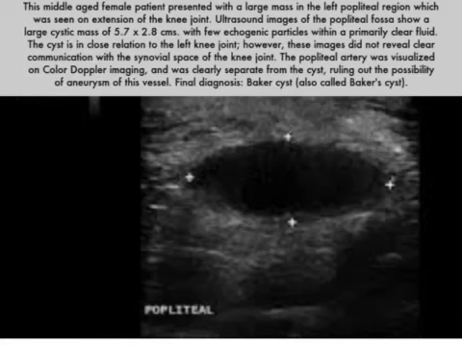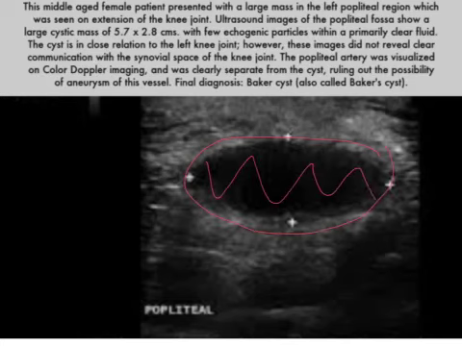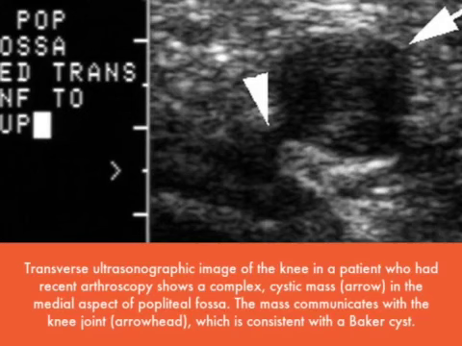Here is an ultrasound image of a Baker's cyst where you can see the well-defined borders filled with anechoic fluid. And this next picture is an example of a complex cyst. As you can see, there is internal debris within the Baker's cyst.